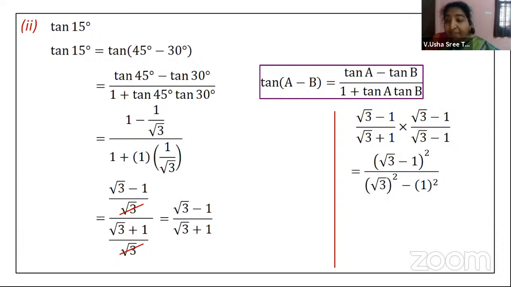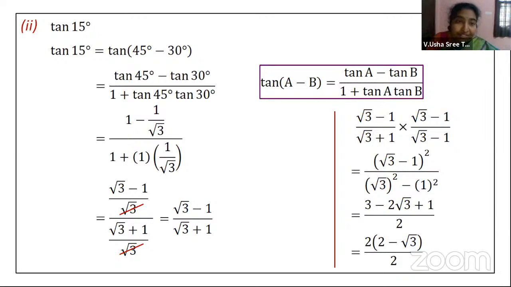And in the numerator, when you expand, it will be 3 minus 2 root 3 plus 1, of course, a minus b whole square. So you will have 4 minus 2 root 3 by 2, which, when you take 2 common, gives 2 minus root 3. So 2 and 2 vanish, children. It gets cancelled. So you are left with 2 minus root 3. Therefore, we can conclude that tan 15 is 2 minus root 3.